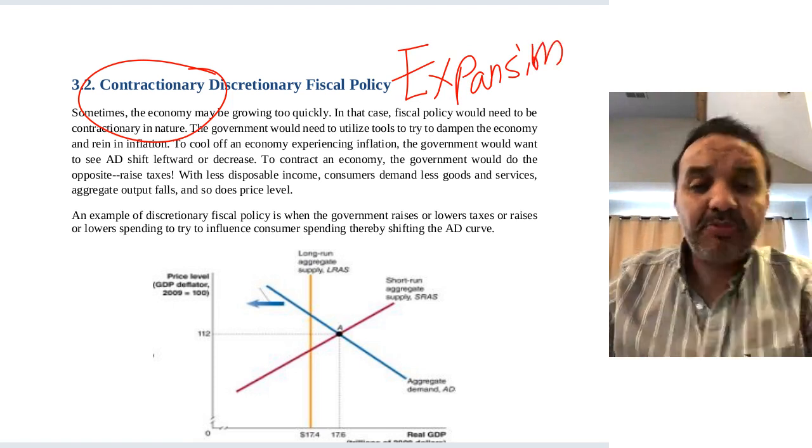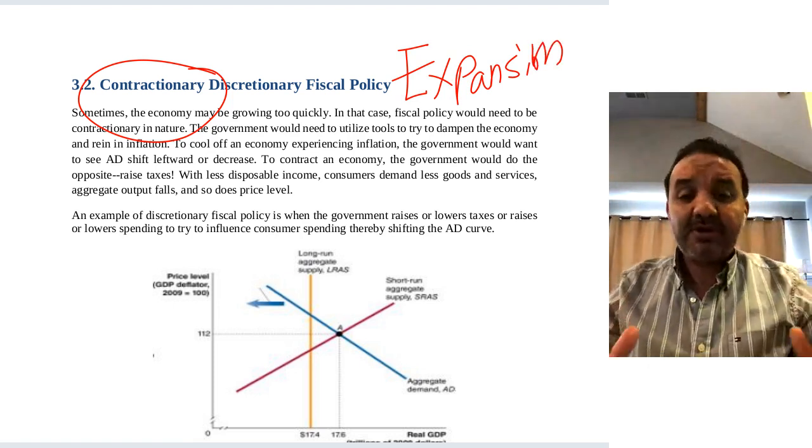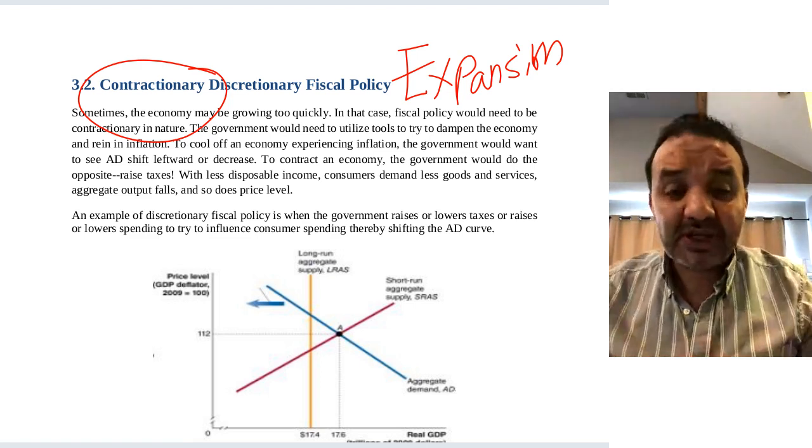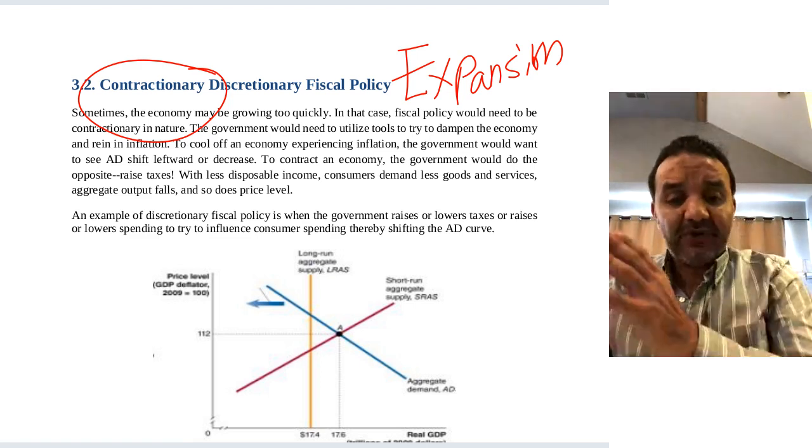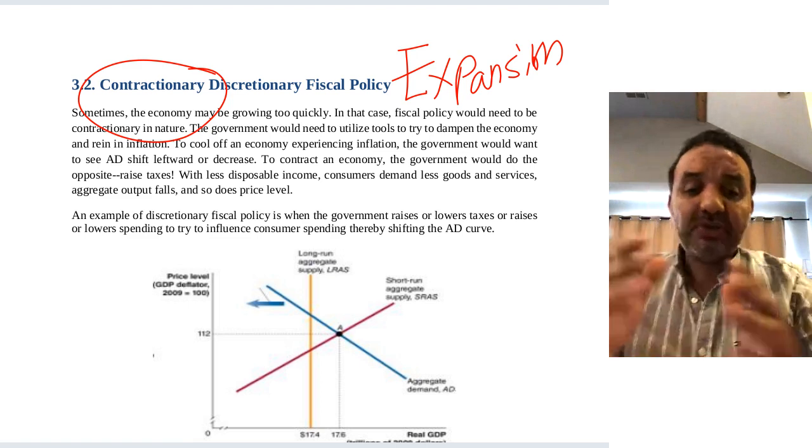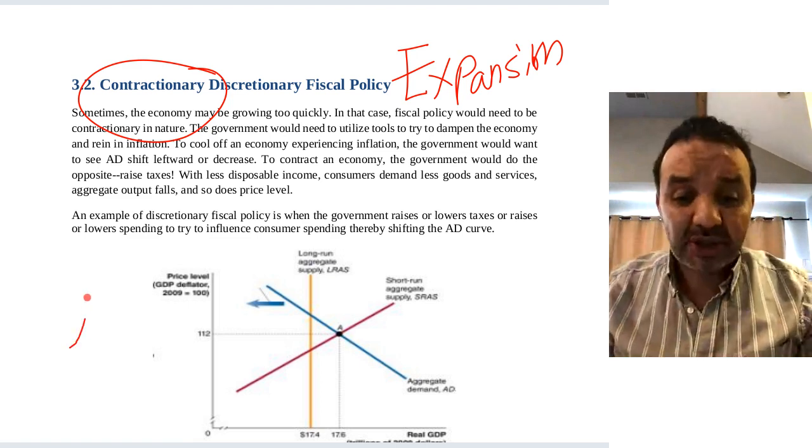So simply, I'm going to say exactly the opposite of what I said for the expansion of fiscal policy. Expansion of fiscal policy, we do it in recession. Contraction of fiscal policy, we do it in expansion. What about the tools?